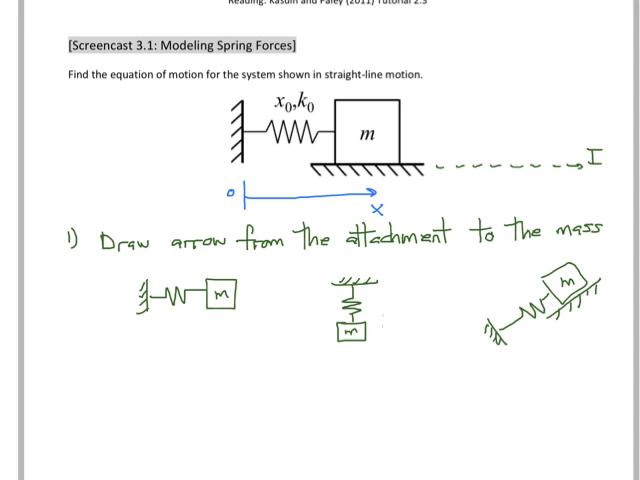There are 3 steps that we take when applying a spring model. The first step is in the free body diagram. We want to draw an arrow from the attachment of the spring to the mass. The attachment would be, in this case, on the wall, and then to the mass. So on our free body diagram, we have our mass m, and then F sub s will always point in the direction toward the mass. In the second scenario, our free body diagram would look like this. In the third scenario, our free body diagram would look like this.